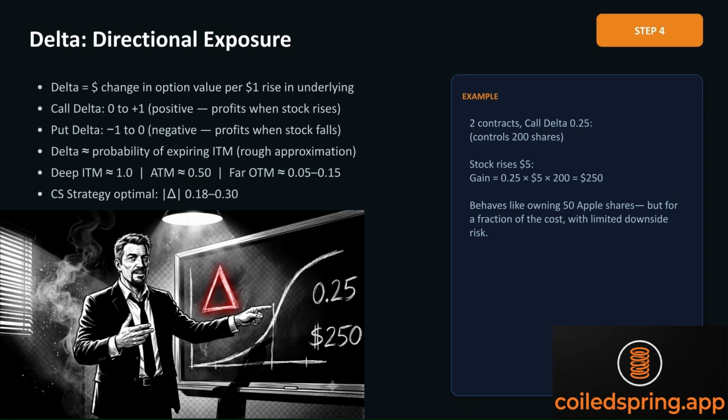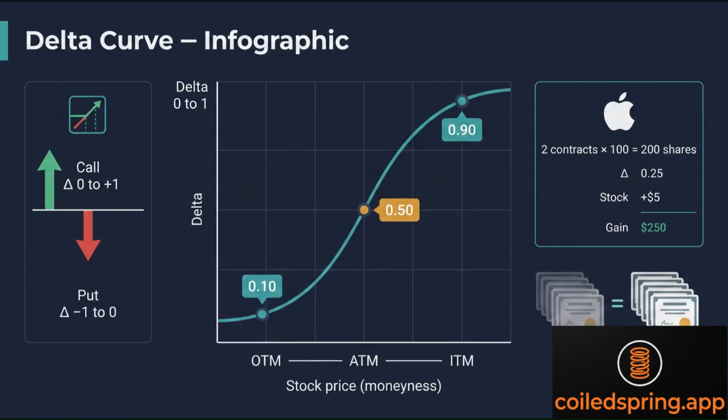Now, let's go through the example on the right, because this is where delta becomes concrete. You buy 2 call contracts on Apple. Delta is 0.25. Each contract controls 100 shares, so 2 contracts control 200 shares total. The stock rises $5. Gain equals 0.25 times $5 times 200 shares equals $250.